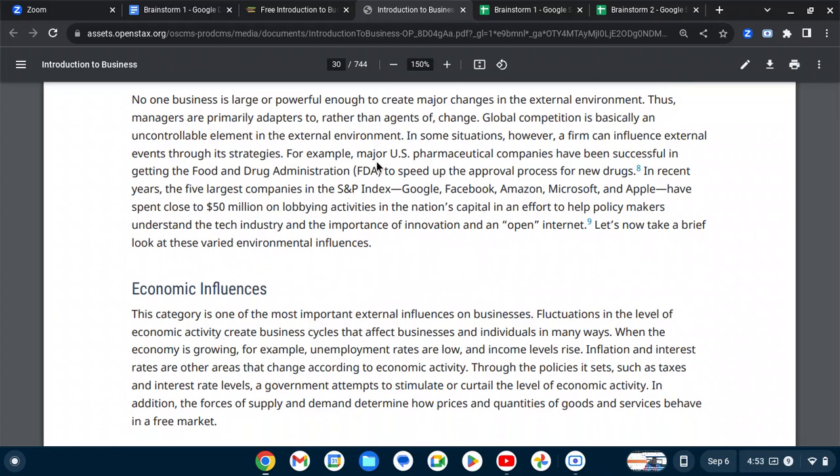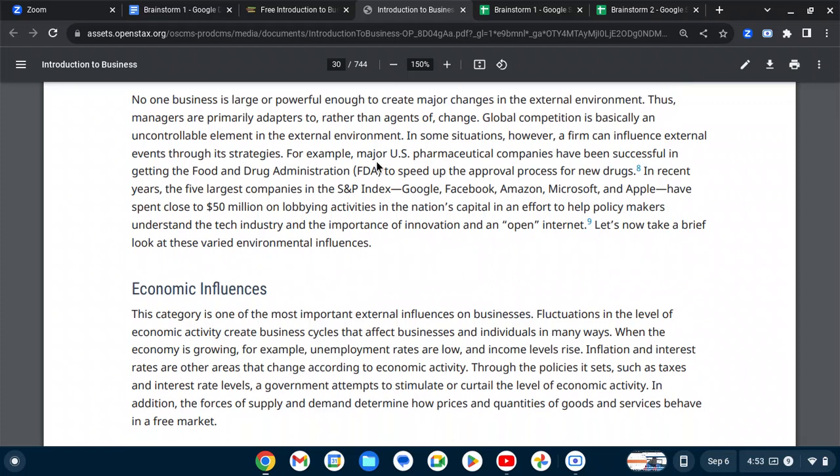No one business is large or powerful enough to create major changes in the external environment. Thus, managers are primarily adapters to, rather than agents of, change. Global competition is basically an uncontrollable element in the external environment. In some situations, however, a firm can influence external events through its strategies.